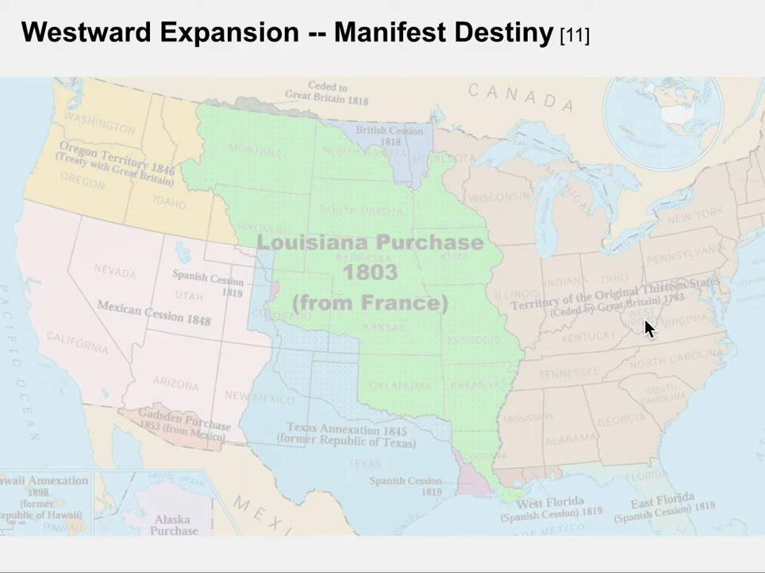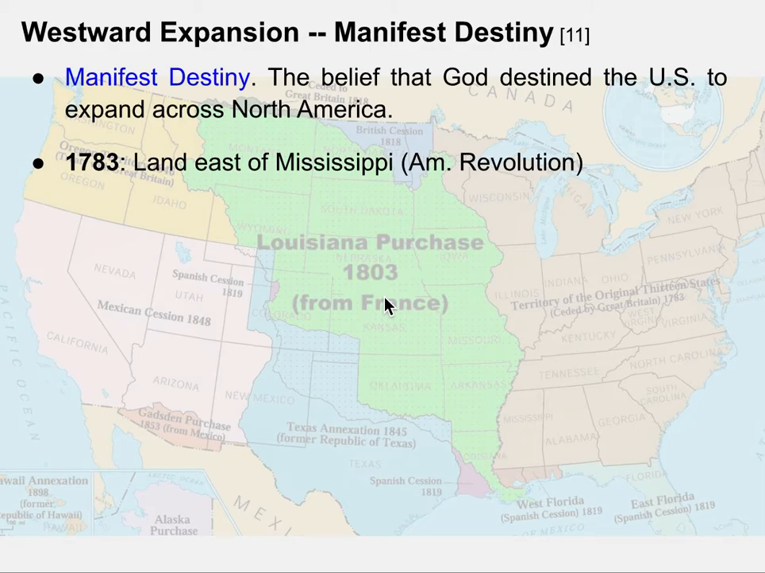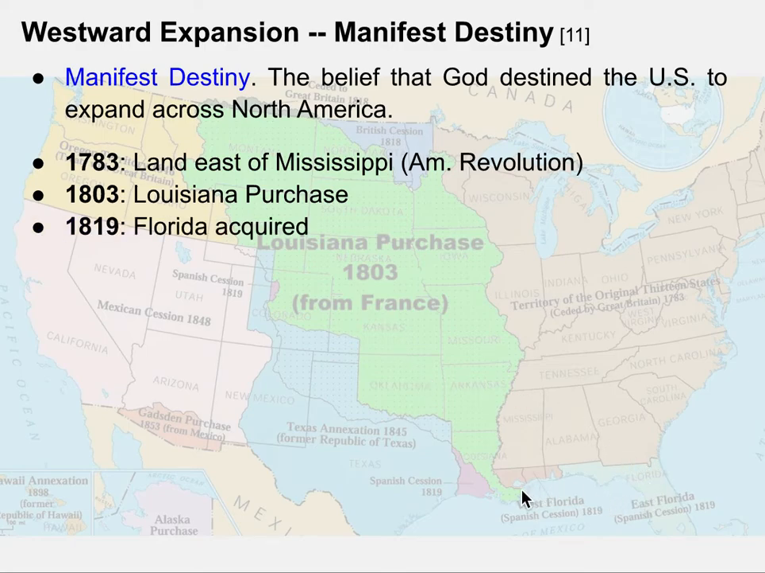So another aspect of westward expansion was manifest destiny. Manifest destiny is the belief that God had destined the United States to expand across North America. So it started here, and we were gathering territory, first the Mississippi, then the Louisiana Purchase, then Florida. I think these are my bullet items. Oh yeah, 1783, the American Revolution. We get everything east of the Mississippi. I know it's faded, but everything in brown here. And then we get the Louisiana Purchase, everything in green. In 1819, Florida is acquired down here.